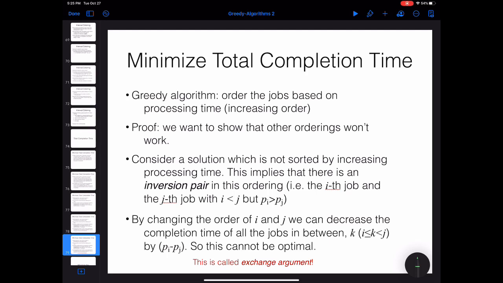This kind of proof you have seen a similar argument in the knapsack problem as well, remember?